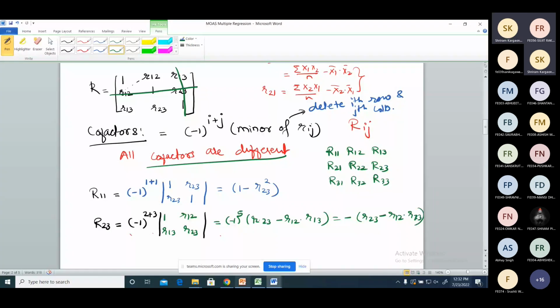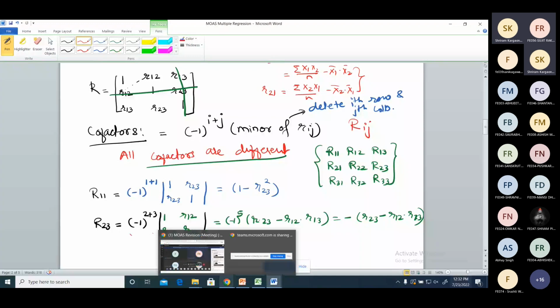Everybody understand how to find the cofactors? Similarly, you can find all the cofactors. Did you all understand? Show your thumbs. This is very important. When you directly solve the multiple regression problem, you need this. Okay, so this is about the cofactor.